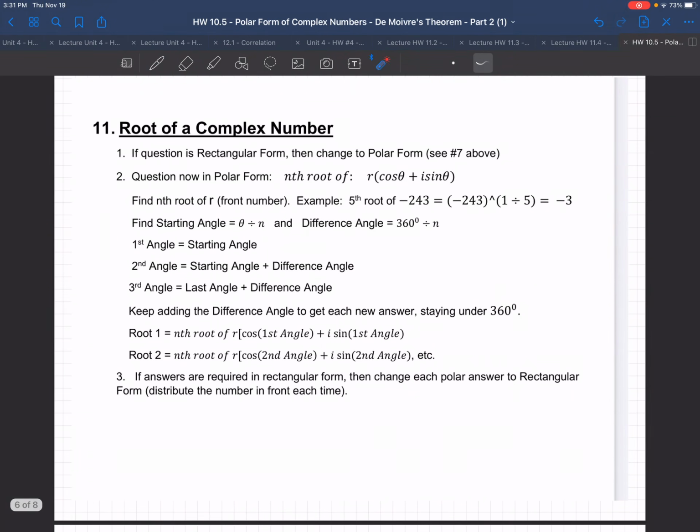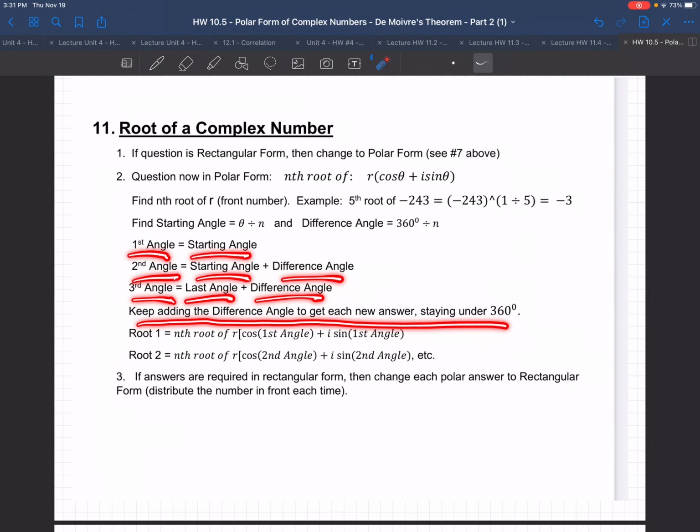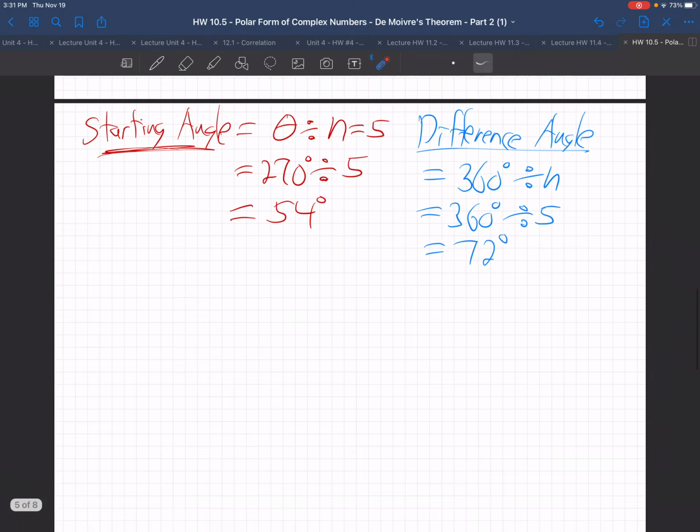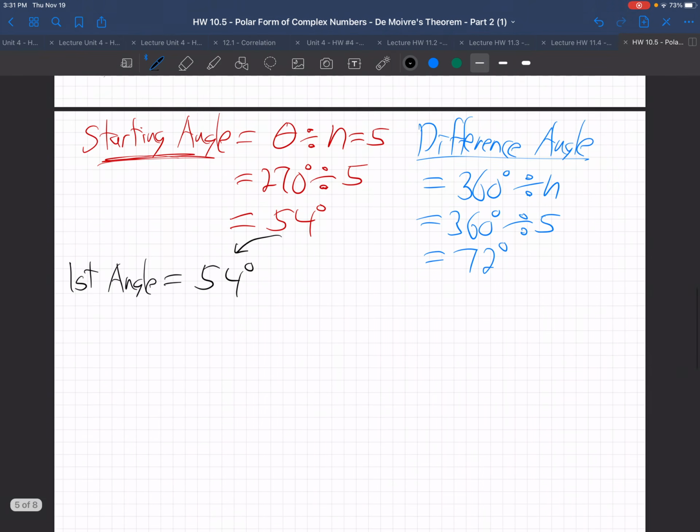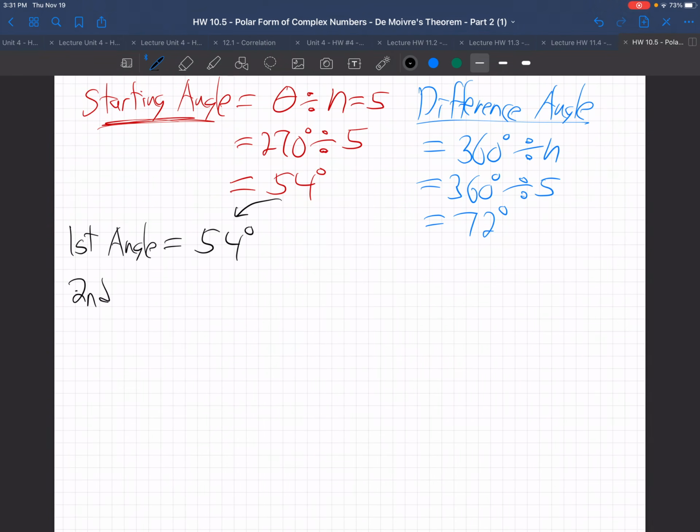Now, your first angle is the starting angle. The second is the starting angle plus the difference. The third is the last one plus the difference. Keep adding the difference angle to get each new answer, staying under 360. Okay, so the first angle is the starting angle. That's why it's called starting. The second angle is 54 plus the difference. That's why it's called the difference. It's the difference from angle to angle.